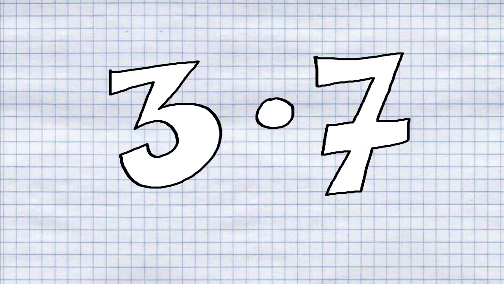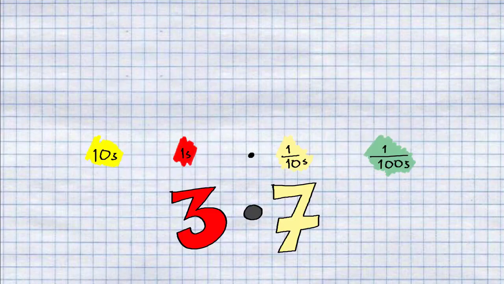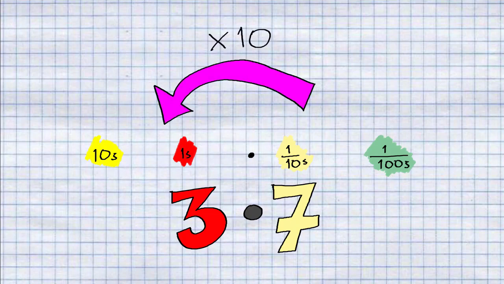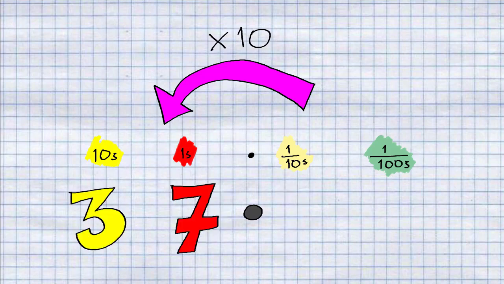So, how will we change a number with a decimal into a whole number? If we take this example, 3.7, we know that 3 is in the ones column, the decimal point stays where it is, and 7 is in the tenths column. Every column to the left is 10 times bigger. So if we move that number over one column, we're effectively making it 10 times bigger. So 3.7 becomes 37.